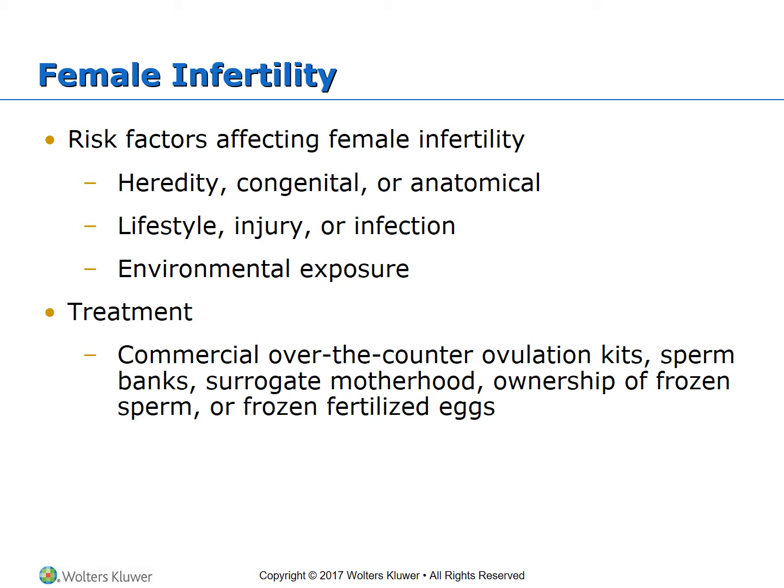So just remember with diagnosing causes of infertility, they can do a Rubin test, that's where the oviducts are inflated with CO2 to determine patency of the fallopian tubes.